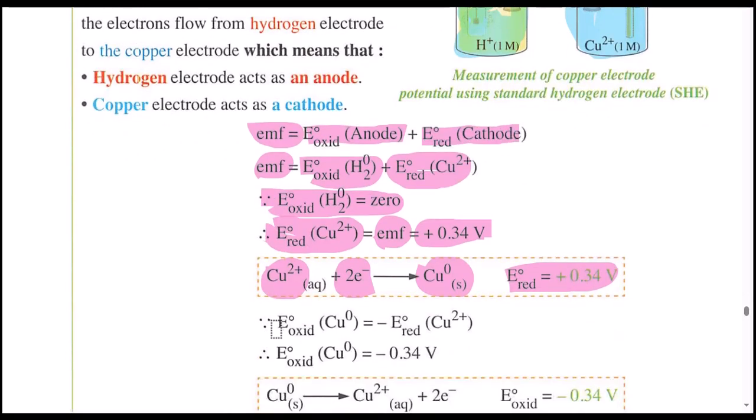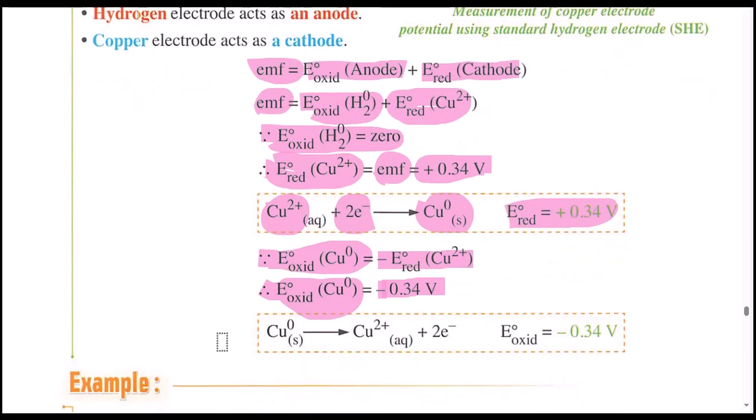What is the oxidation potential of copper? As the oxidation potential of copper equals minus the reduction potential of copper ion, then the oxidation potential of copper 0 solid equals negative 0.34 volt, and it refers to the oxidation process when the copper 0 solid is oxidized into copper positive 2 ion, releasing 2 electrons. The oxidation potential is minus the reduction potential of the same electrode. It equals negative 0.34 volt.